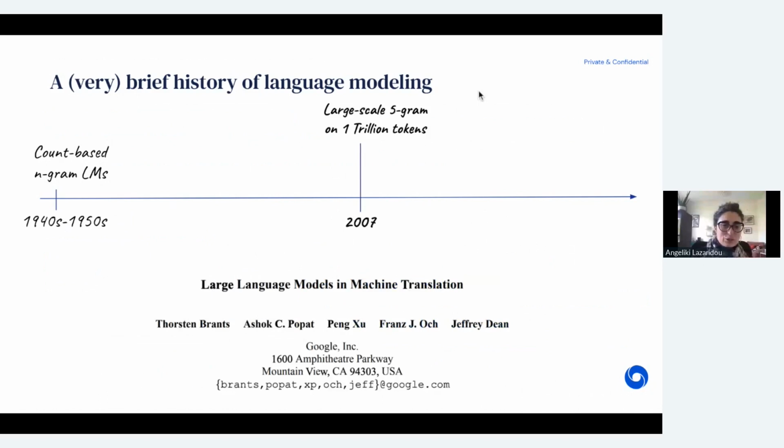Despite all these challenging things with n-grams, people really loved n-grams, and they tried to boost them a lot. So for example, even in 2007, a company like Google was basing a lot of research on n-grams, and also on how to scale n-grams to a trillion tokens.